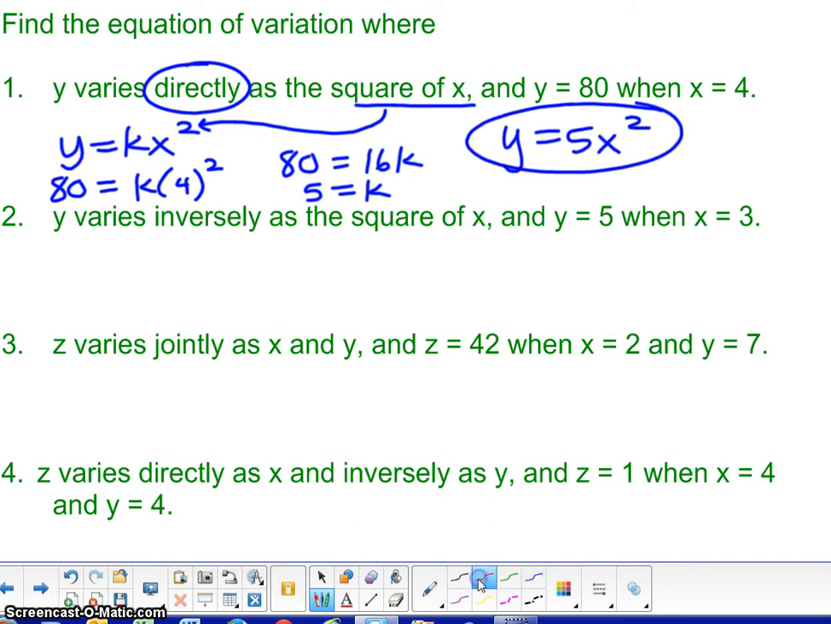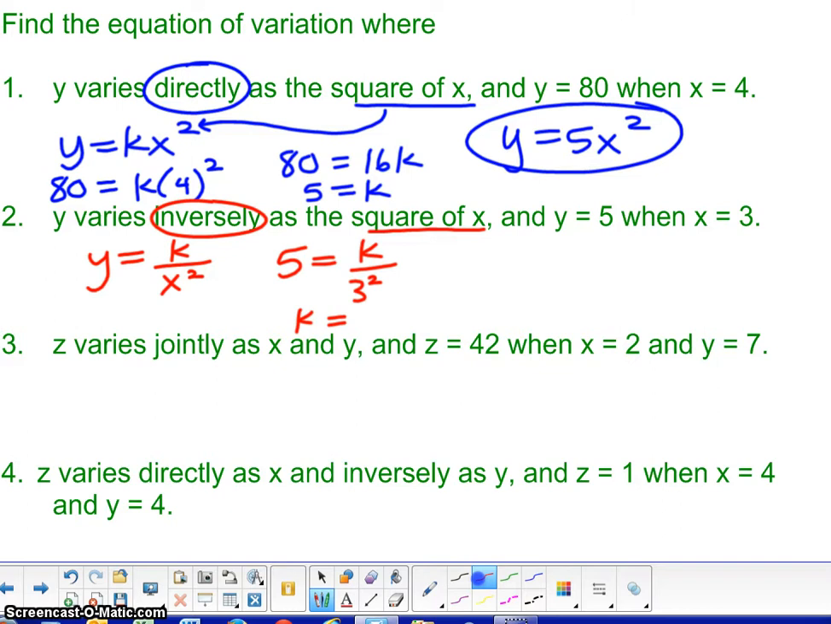All right. The next one being inverse. Y varies inversely as the square of x. That's going to be y equals k over x squared. Use your formulas from the previous slide. Plugging in 5, you get 5 equals k over 3 squared. So then k is going to equal 9 times 5, which is 45. So then your equation would look like this: y equals 45 over x squared.